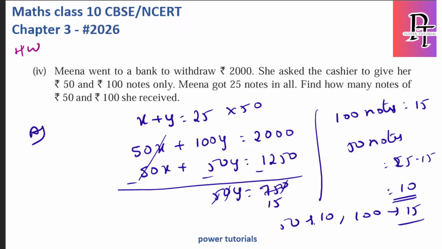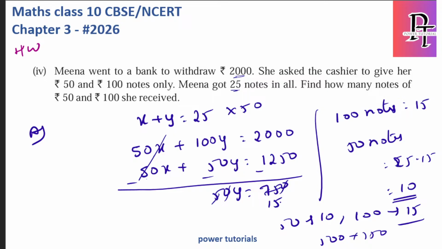You can also cross check. 50 into 10 is 500. 100 into 15 is 150. Right, we made some mistake here. Total should be 25 notes and the total sum should be 2000. So 50x plus 100y should be equal to 2000. Cancel. 50y is equal to 750. Y is 15. 100 notes are 15. 50 notes should be 10.